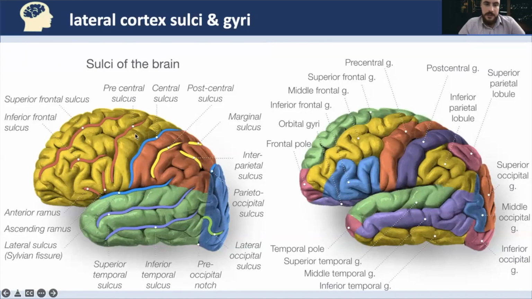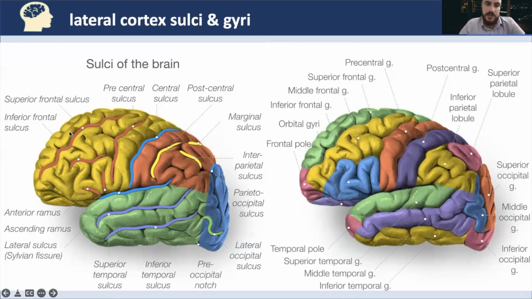Okay, the frontal lobe and the temporal lobe, each of which has 3 gyri and 2 sulci that separate the gyri of it. We have the superior frontal and inferior frontal sulci, and we have superior temporal and inferior temporal sulci. And then we have superior frontal gyrus, middle frontal gyrus, and inferior frontal gyrus.